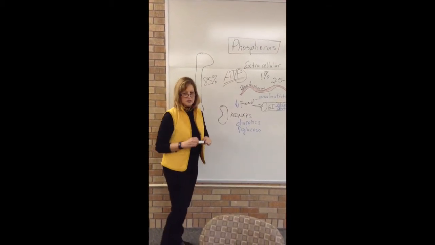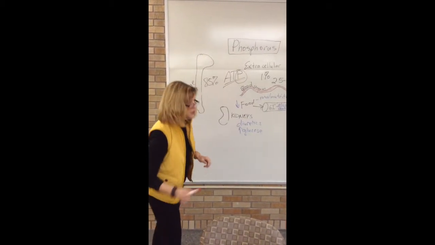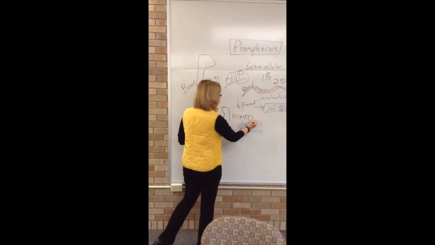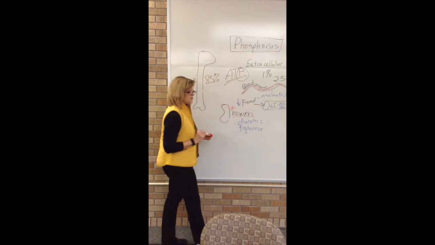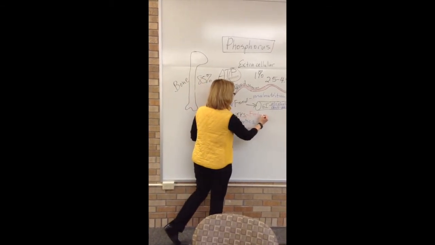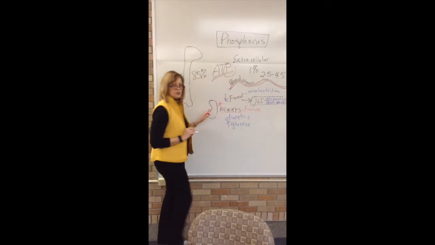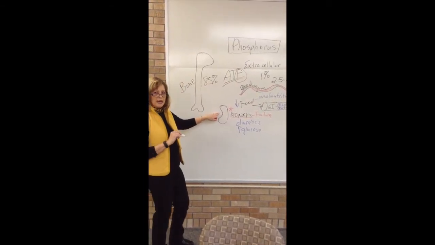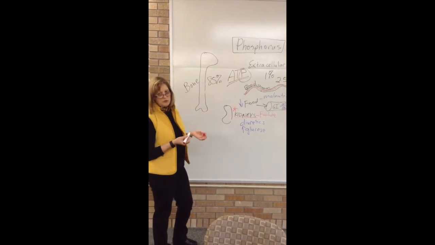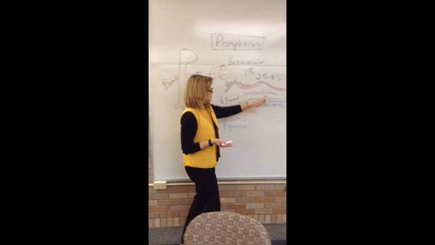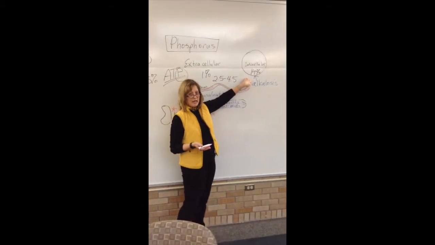Now let's look at the ways that you could have an increase of phosphorus in your bloodstream. And let's go back to the kidneys and look at that. If you have kidney failure, you will definitely be holding on to your phosphorus and not losing it. And that's a very common problem with our patients that have renal failure, is that their phosphorus levels get too high in them.